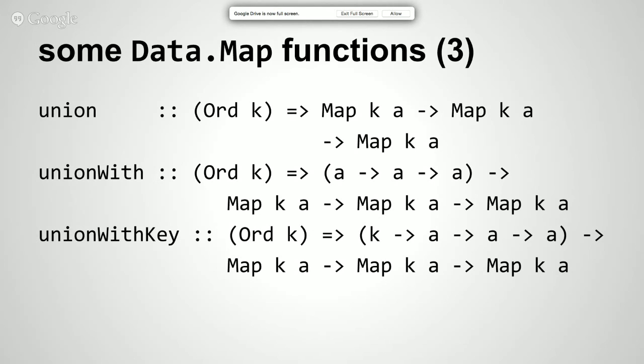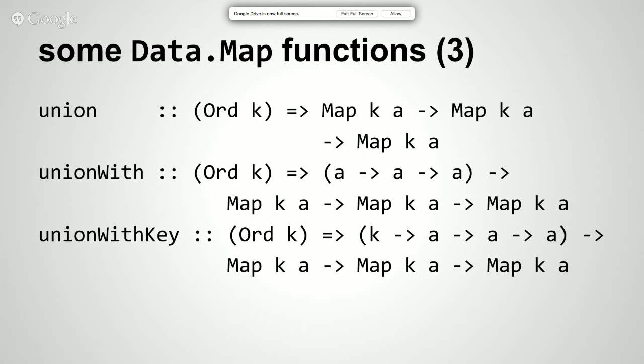We have union, which takes two maps on the same key and the same value type, and it returns the key-wise union. I think it favors the first of the two sets. I'm pretty sure it does, I'd have to look that up. You have unionWith, where you can specify how you want the A's to be combined if the key is found in both maps. And then there's unionWithKey, which allows you to pass in the key K to that function.